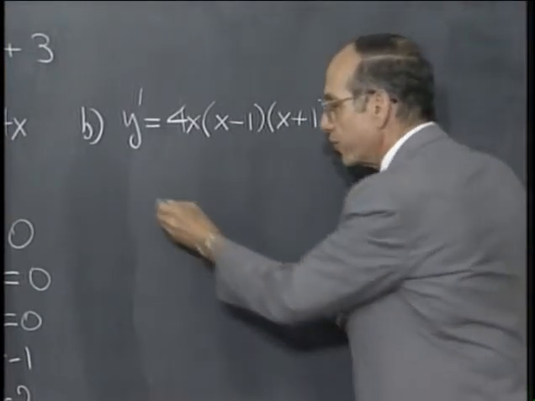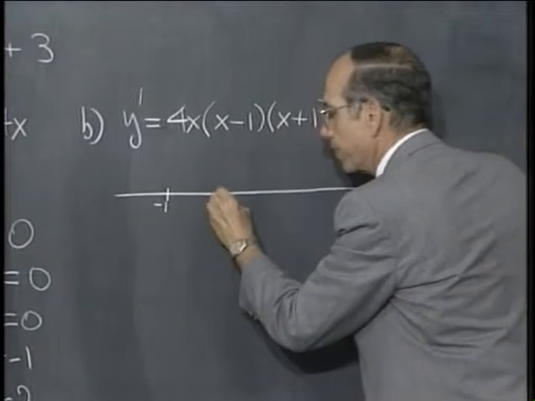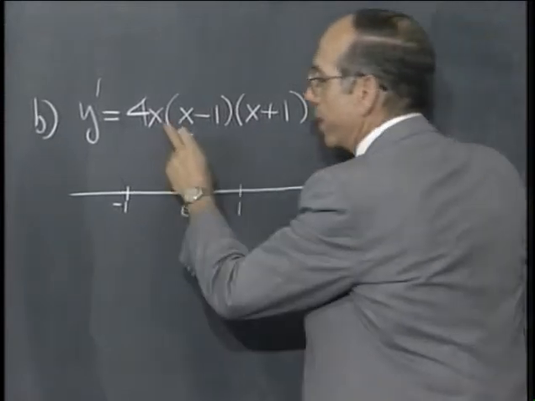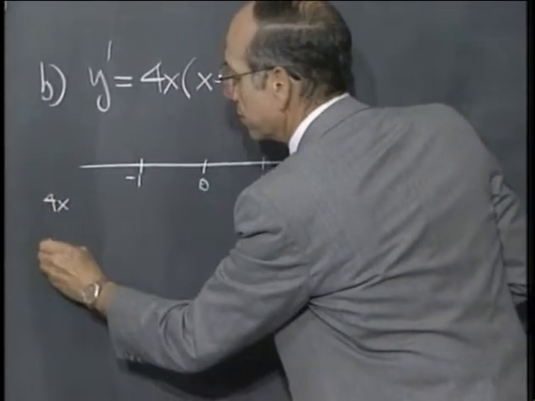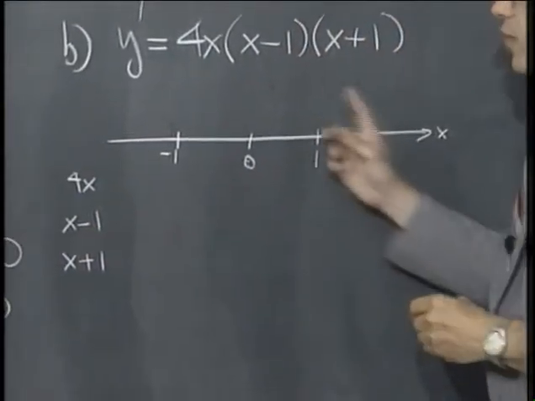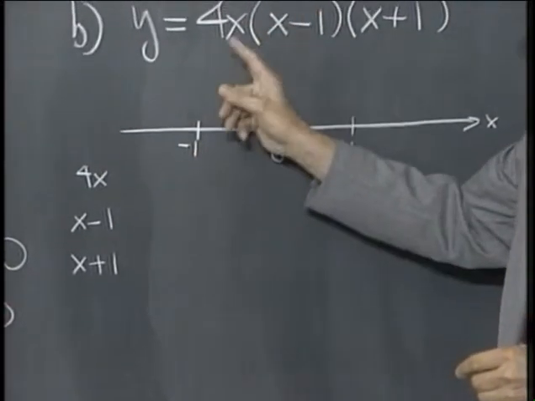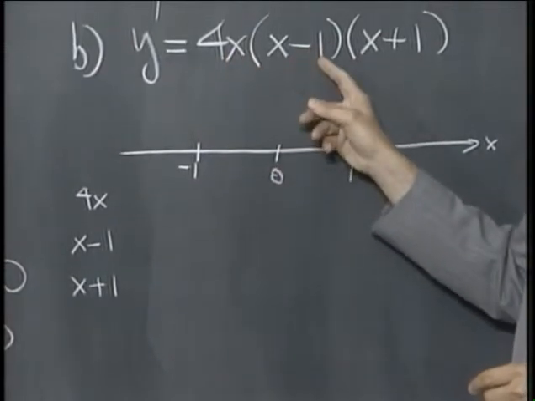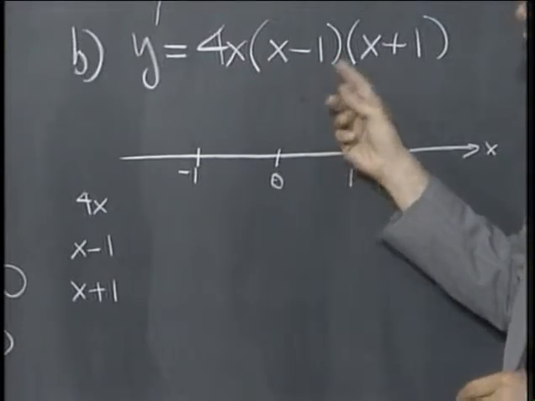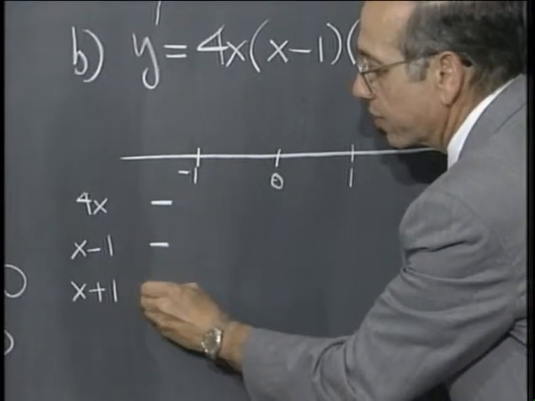Let me try to draw a little bit of a number line and show you what we have. This is minus 1. This is 0. This is plus 1. We have 3 factors there: 4x, x minus 1, and x plus 1. If you go to the left of minus 1, that is, if x is less than minus 1, then 4x is negative, x minus 1 is negative, because you take a number less than minus 1 and subtract 1 from it, it's certainly going to be negative, and x plus 1 will also be negative. So all 3 of these factors are going to be negative in this region.